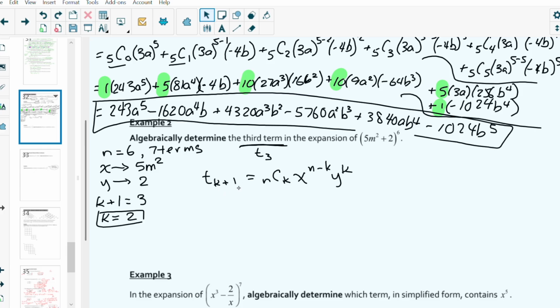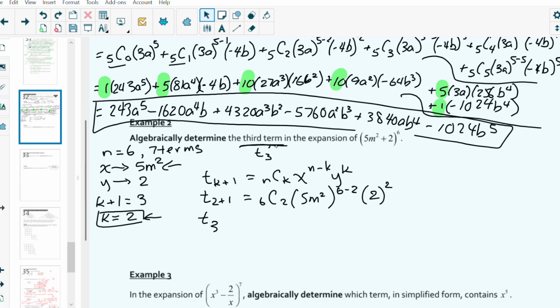Okay, t to the k plus 1, well, that is just t to the 3. So t to the 2 plus 1 equals, the n value is 6, combination, taken how many k times? So 2 times. X, well, we're not going to put x, we're going to put 5m squared. So that's my x value here. Oops, 5m squared to the exponent n minus k. That's 6 minus 2 times y, which is 2, and then raised to the k exponent.